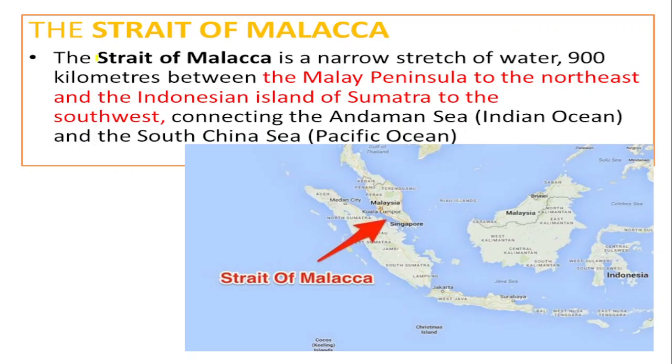The Strait of Malacca is a narrow stretch of water about 900 kilometers between the Malay Peninsula to the northeast and the Indonesian island of Sumatra to the southwest, which connects the Andaman Sea, Indian Ocean, and the South China Sea, Pacific Ocean, right? This is the reason.